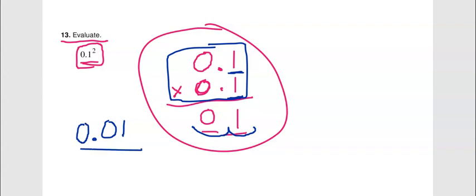So just be careful when you have an exponent. A lot of people like to add the numbers twice or multiply the 2 times the 1 or something like that. So just be careful on that one. And that's how you complete number 13.